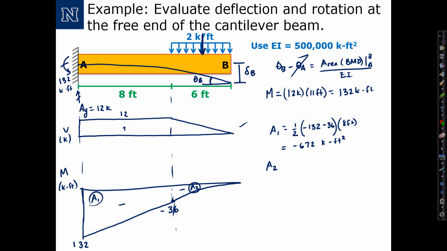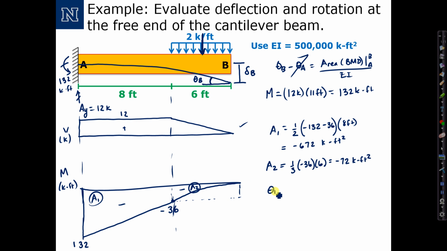Area 2. Now it turns out that the area of a quadratic region is equal to 1/3 of the total area under the enclosed rectangle. So 1/3 times base times height. That we can calculate as 1/3 times negative 36 times 6, which is the length of that region, and that is negative 72, also kip feet squared.